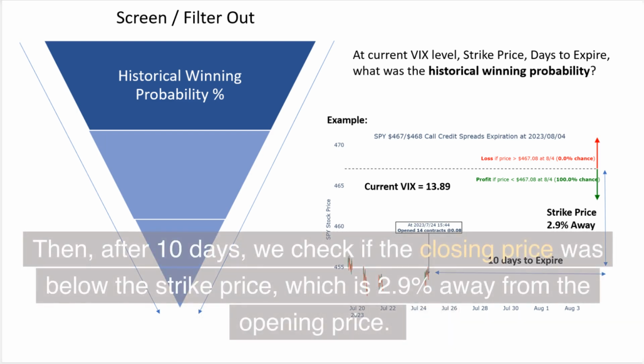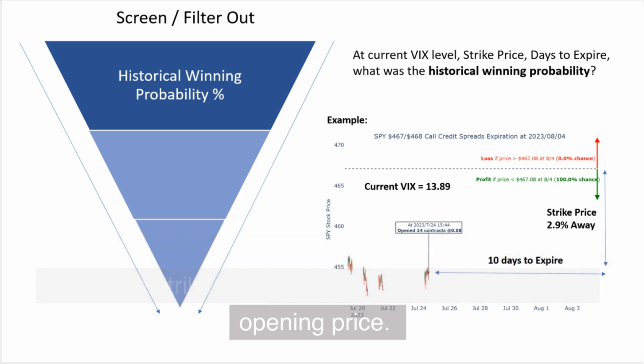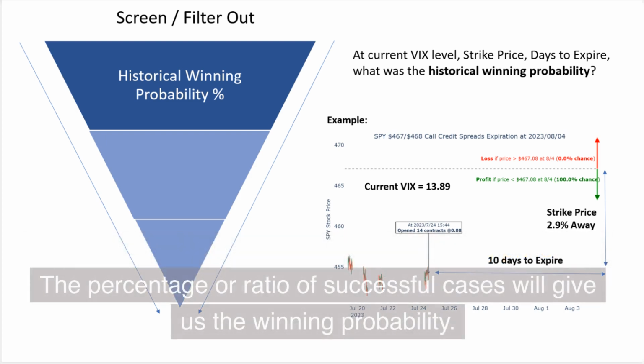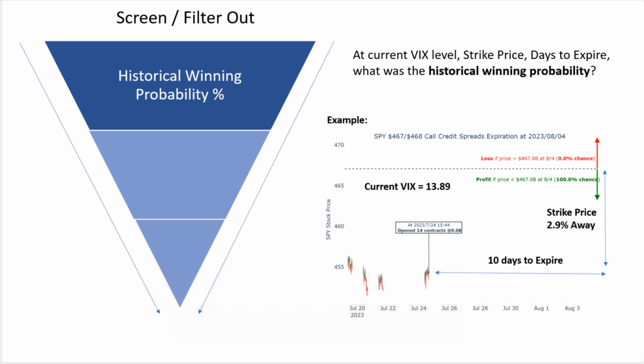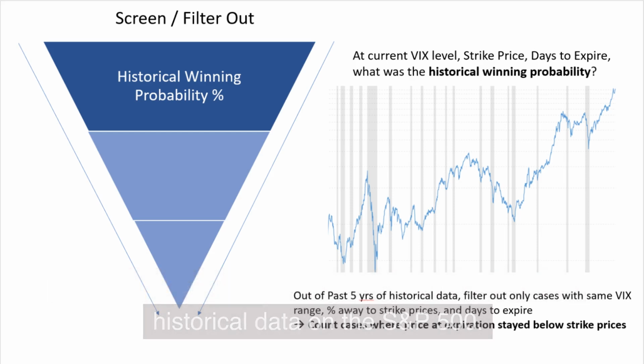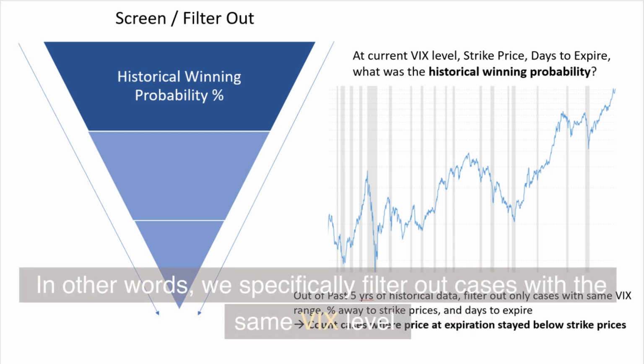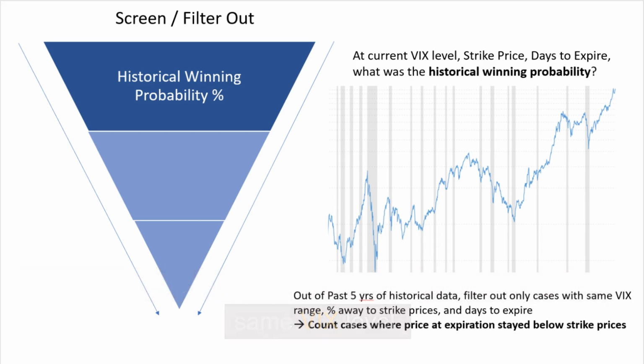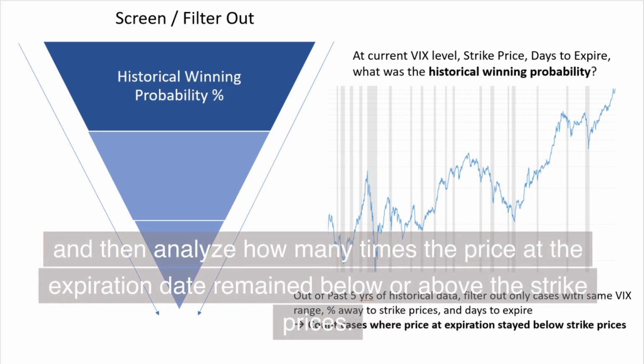Then, after 10 days, we check if the closing price was below the strike price, which is 2.9% away from the opening price. The percentage or ratio of successful cases will give us the winning probability. The graph on the right shows the past 5 years of historical data on the S&P 500. In other words, we specifically filter out cases with the same VIX level and then analyze how many times the price at the expiration date remained below or above the strike prices.